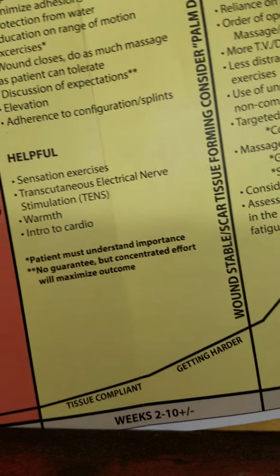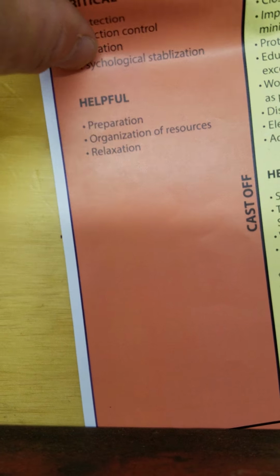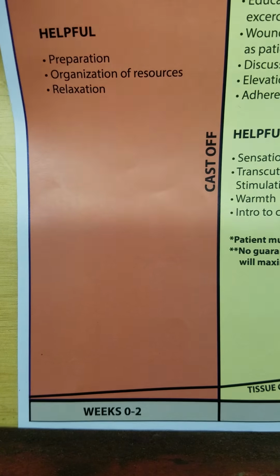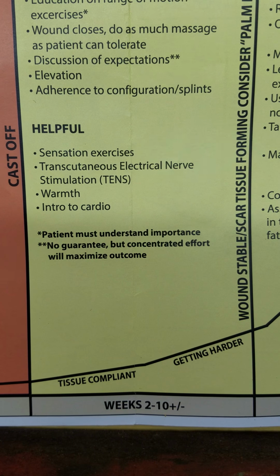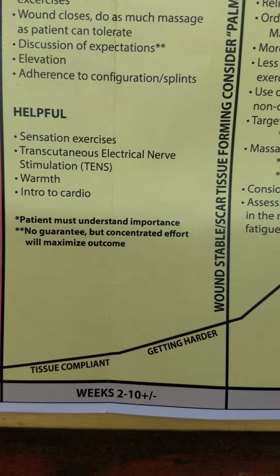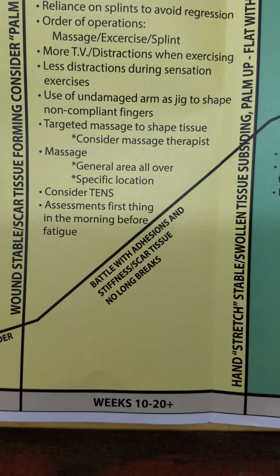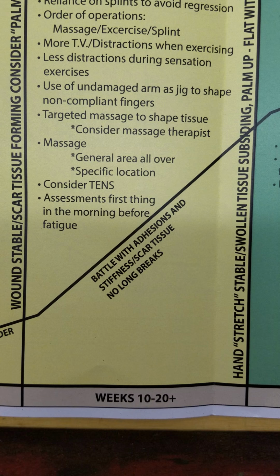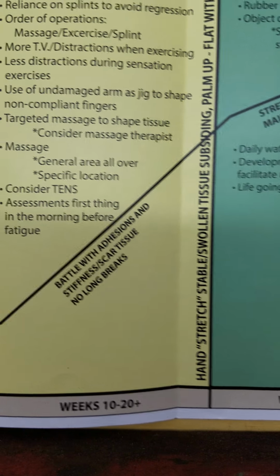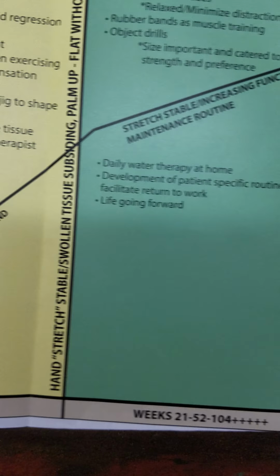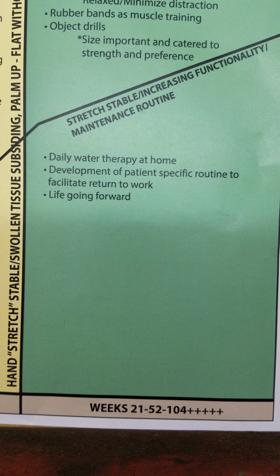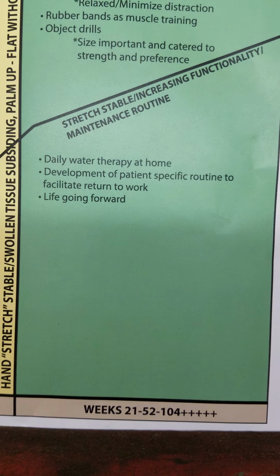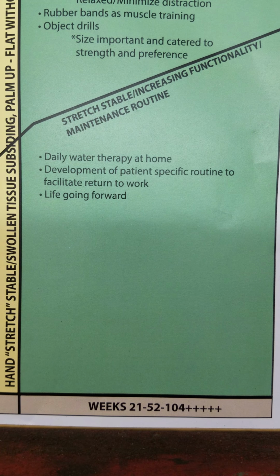Very quickly, I'll start this video. Section 1 is color-coded. Here's your weeks. Section 2, 2 to 10. Section 3, 10 to 20. And then Section 4, really 21 weeks on. I'm almost 3 years into this. The healing process is still going on, albeit slowly.